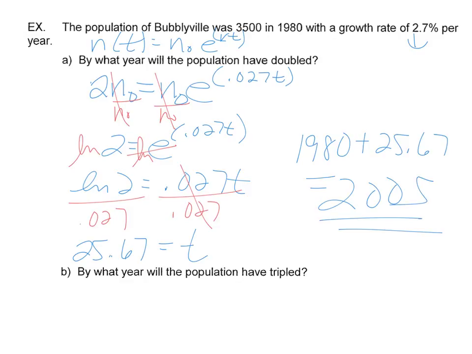Part B, by what year will the population have tripled? It's going to be the same setup, except instead of starting off with 2 times the initial, you'll have 3 times the initial, and then you'll just go from there, same process.